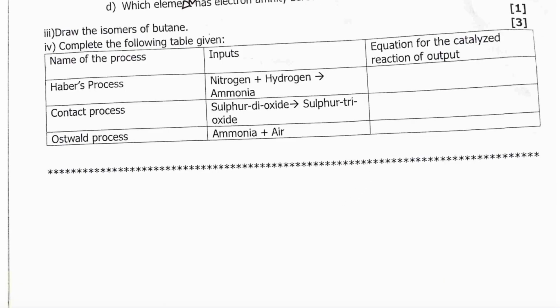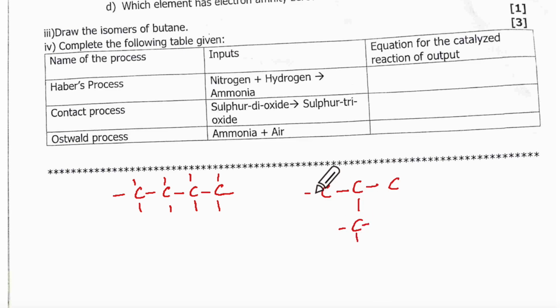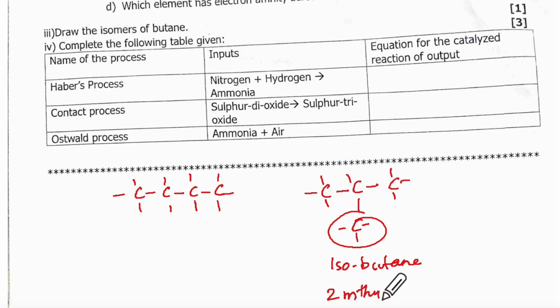Let us come to this one. Draw isomers of butane. So first one is n-butane. If you write only this and no Hs, you will get 0. And the second one will be 3 here and like this. What is this called? Isobutane. But if you say isobutane, you should also write the IUPAC name. This is a propane chain and this is CH3. So it is 2-methyl propane.